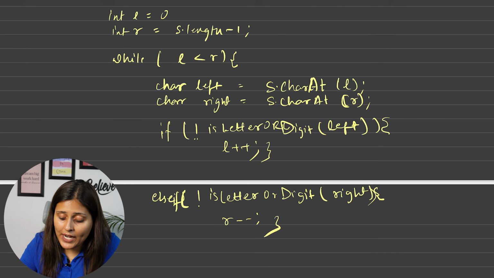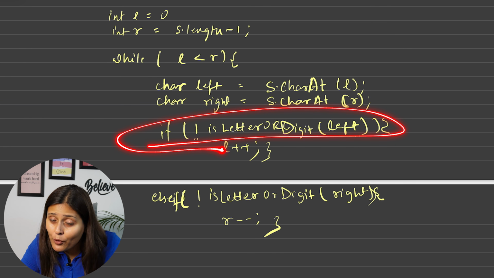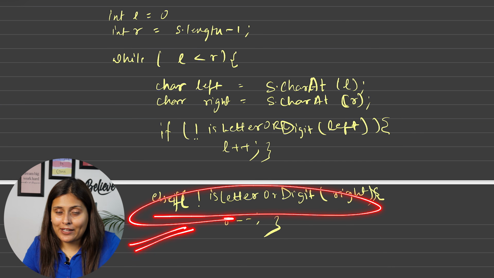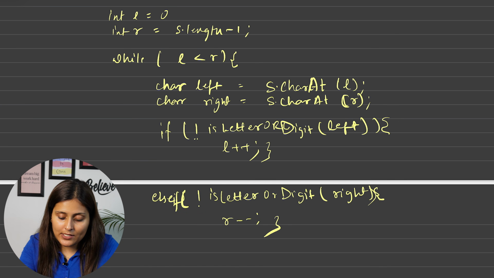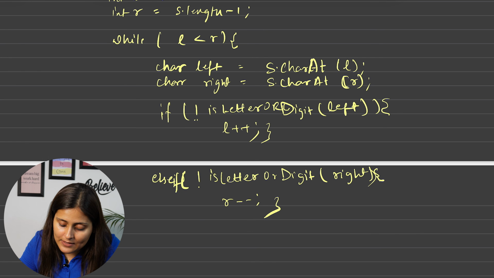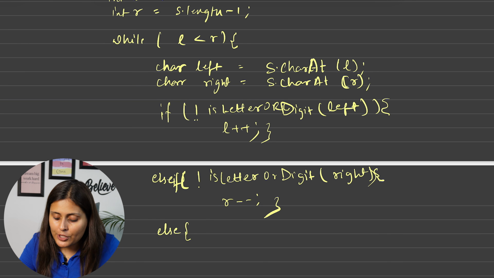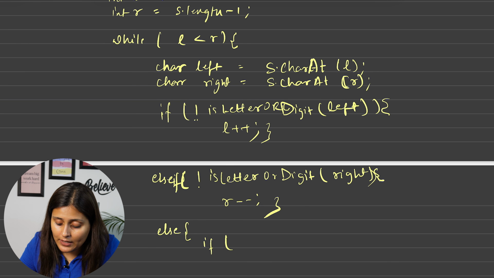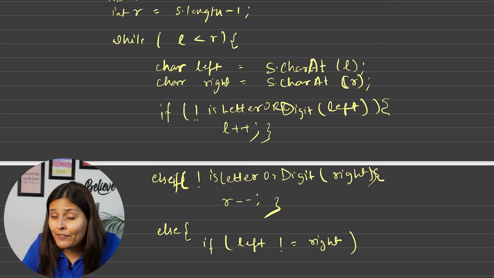So basically we have checked that if our left character is alphanumeric and our right character is also alphanumeric, then at the end we have to compare, correct? So now else means they are alphanumeric. So now we have to say, if left is not equal to right, can we match this or can we compare this?